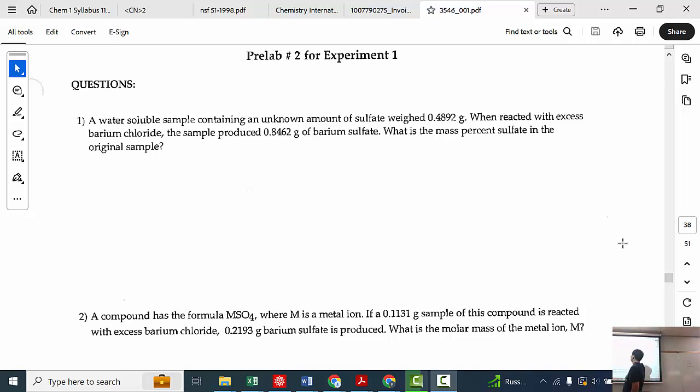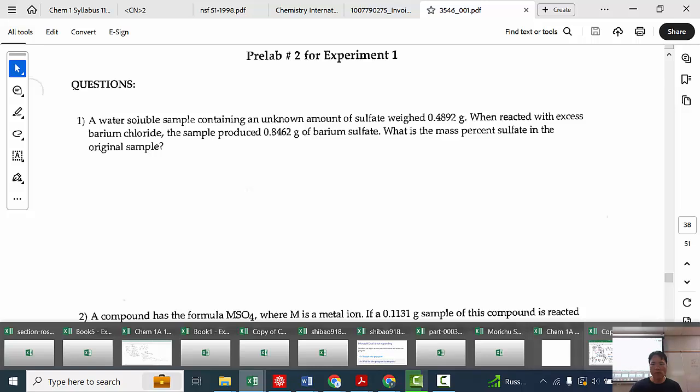When reacted with excess barium chloride, the sample produced 0.8462 grams of barium sulfate. What is the mass percent of sulfate in the original sample? So what we're trying to do is analyze these for percent sulfate content. How much of this 0.4892 grams is just pure sulfate? It can't be 100% because we can't have anion without cation. And there could potentially be other cations present in there. And so let's take a look at this here.